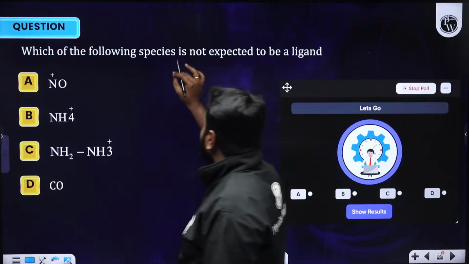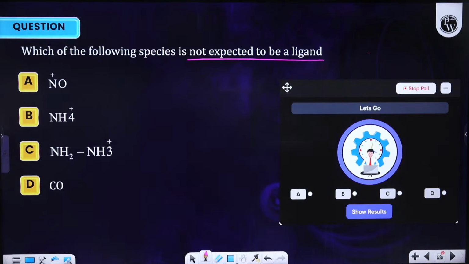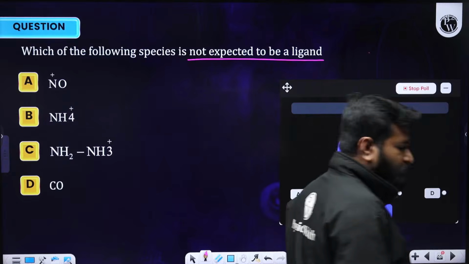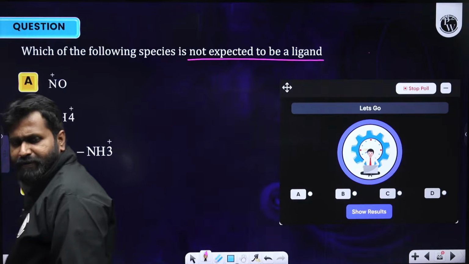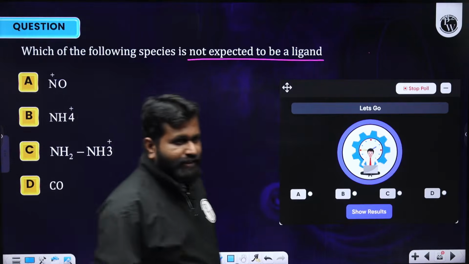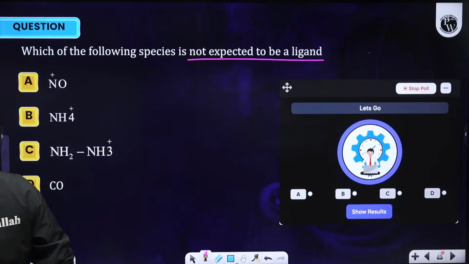Which of the following is not expected to be a ligand? Very simple question. Very simple. Yes, which of the following species is not expected to be a ligand? Yes, tell me, my dear students. In the meantime, I will drink a little bit of water. I'm getting thirsty. Yeah, quick.